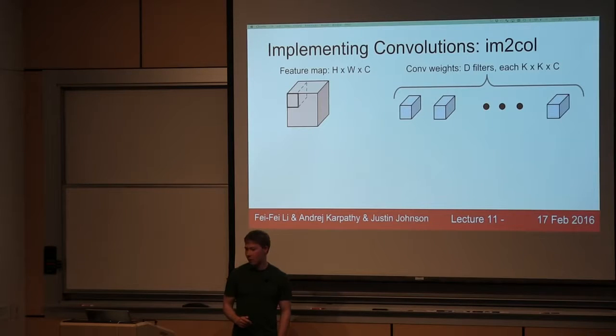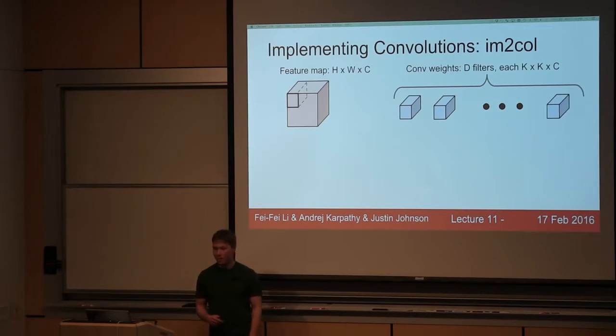And it turns out that this is actually somewhat easy to do once you think about it. So the idea is that we have an input volume that's h by w by c, and we have a filter bank of convolutional filters. Each one of these is going to be a k by k by c volume. So it has a k by k receptive field and a depth of c to match the input over here. And we're going to have d of these filters. And then we want to turn this into a matrix multiply problem.